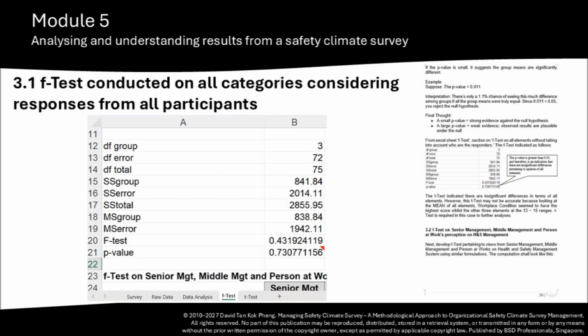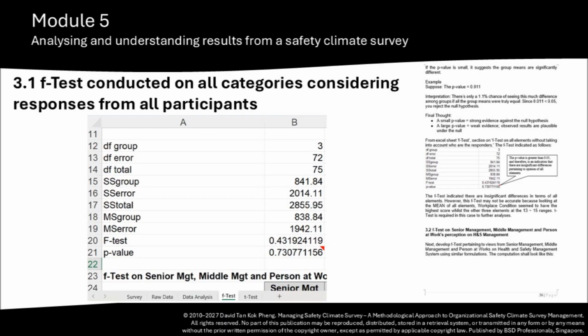From the Excel F-test sheet, specifically the section analyzing all elements without considering respondent groups, the F-test results indicate that there are no statistically significant differences across the elements. However, this result should be interpreted with caution. Based on the mean scores of the four constructs, workplace condition appears to have a noticeably higher score, while the other three constructs fall within a similar range of approximately 13 to 15. This suggests that differences may exist that are not fully captured by the overall F-test.